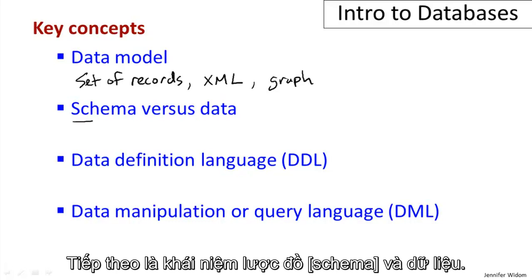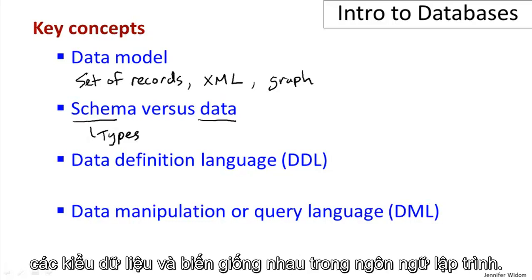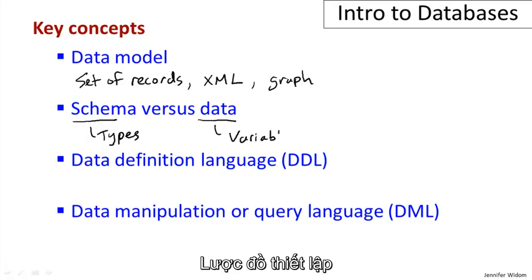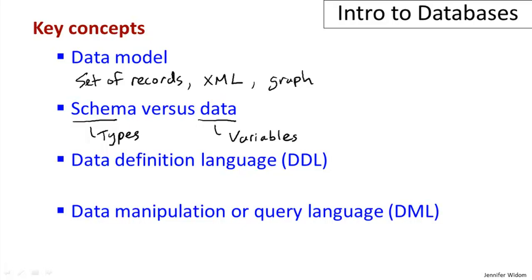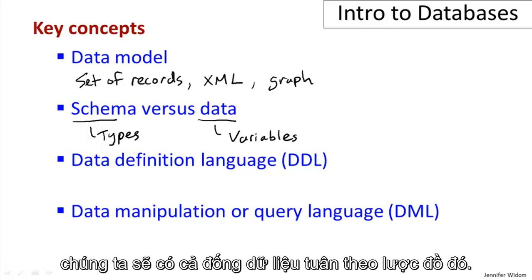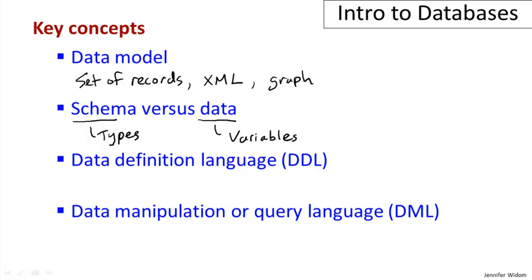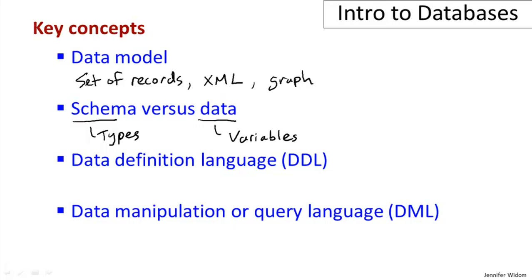Next is the concept of schema versus data. One can think of this kind of like types and variables in a programming language. The schema sets up the structure of the database. Maybe I'm going to have information about students with IDs and GPAs, or about colleges. It's just going to tell me the structure of the database, where the data is the actual data stored within the schema. So again, in a program, you set up types, and then you have variables of those types. We'll set up a schema, and then we'll have a whole bunch of data that adheres to that schema. Typically, the schema is set up at the beginning and doesn't change very much, where the data changes rapidly.